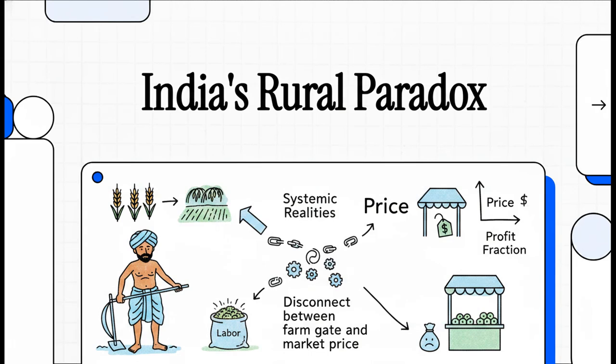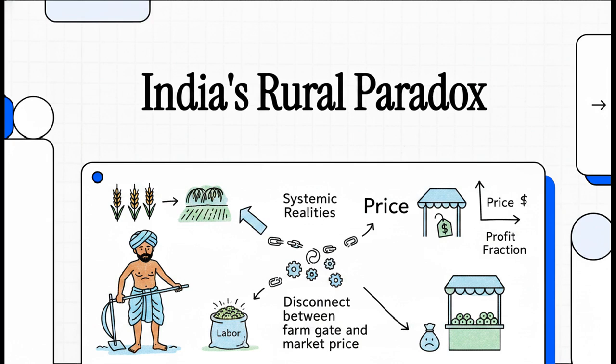Welcome to This Explainer. Today, we're diving into a really fascinating, honestly kind of glaring paradox at the heart of one of the world's largest agricultural powerhouses. The Indian farmer feeds the entire nation, yet they often capture only a tiny fraction of the profit their own labor generates. So how does this happen? And more importantly, how do we fix it?